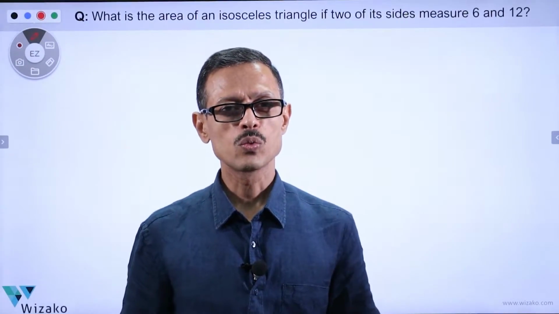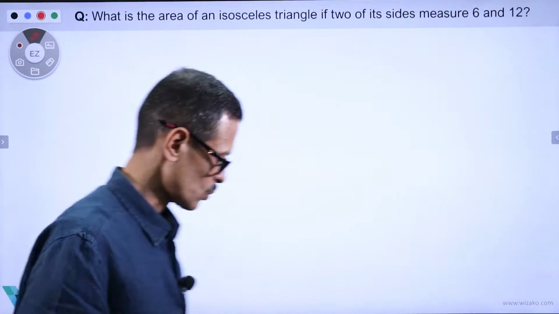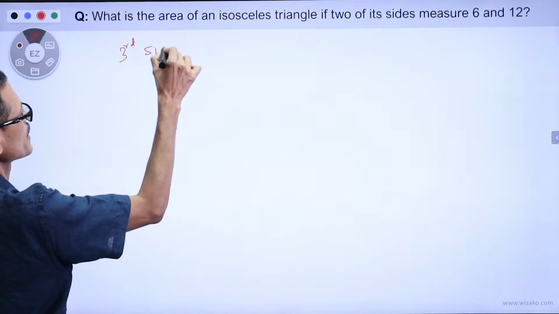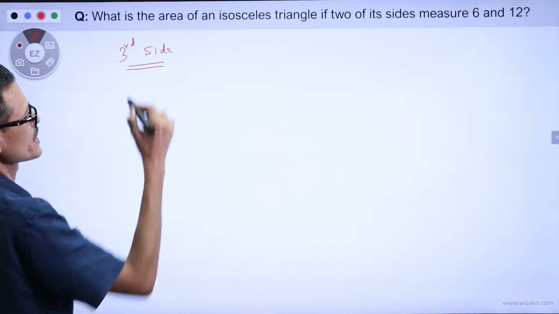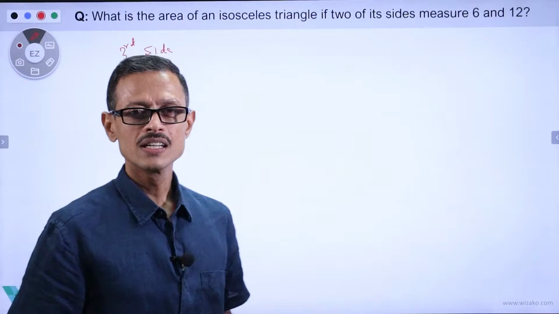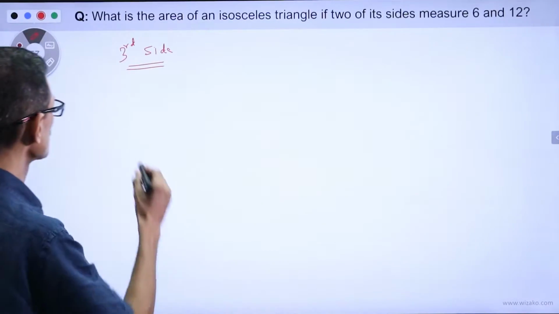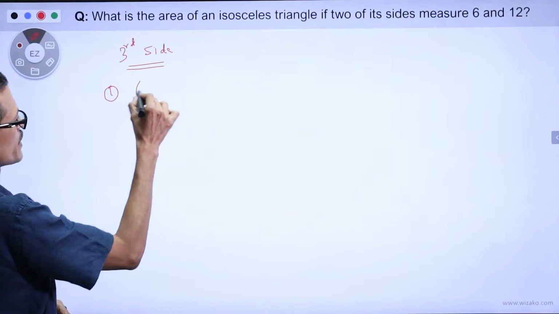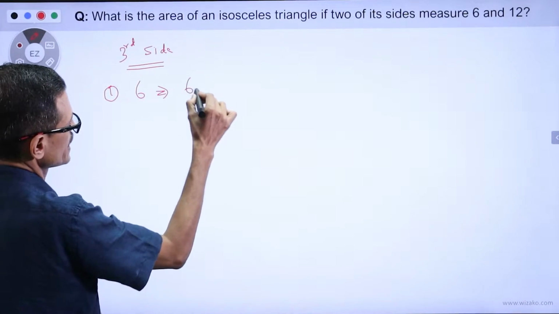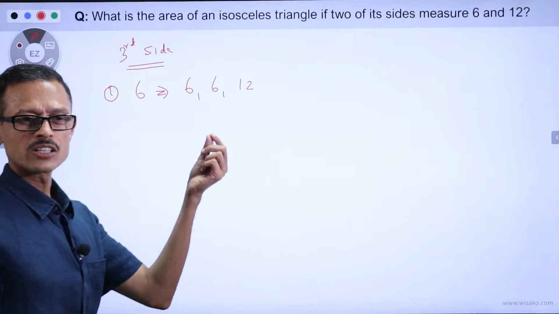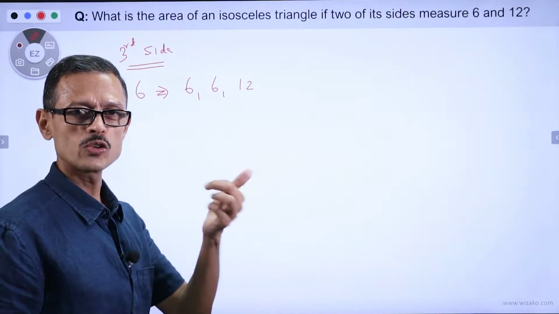First step, let's find out what is the third side of this triangle. What could be the measures of the third side? We know it is an isosceles triangle. Measures of two of the sides are 6 and 12. So the third side could be a 6, but the third side could also be a 12. Let's look at both possibilities. If the third side is a 6, the three sides of the triangle will be 6, 6 and 12.